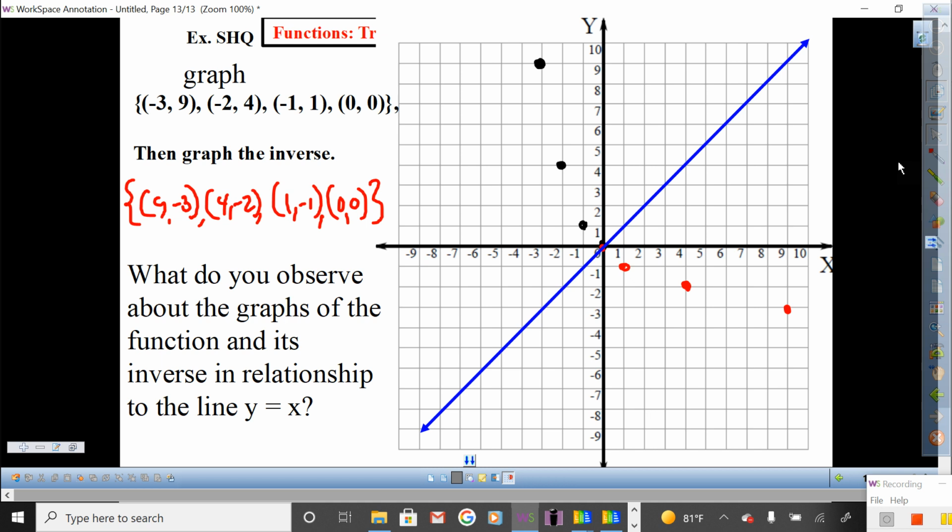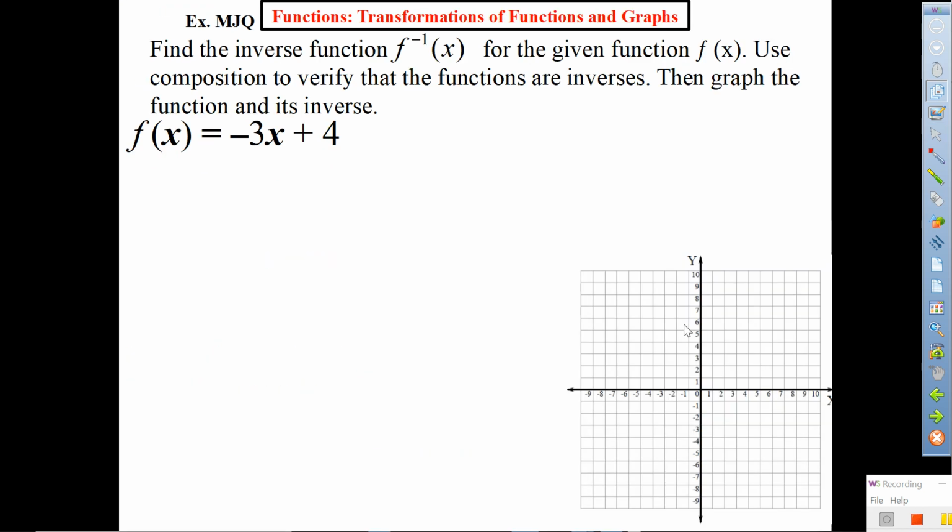Okay, I'm giving you a heads up. So if you only have half a page on your Cornell notes, I'd rather you start from scratch on a new page. Here we go, copy this one. Example: find the inverse function f inverse of x for the given function f of x. Use composition to verify that the functions are inverses, then graph the function and its inverse.